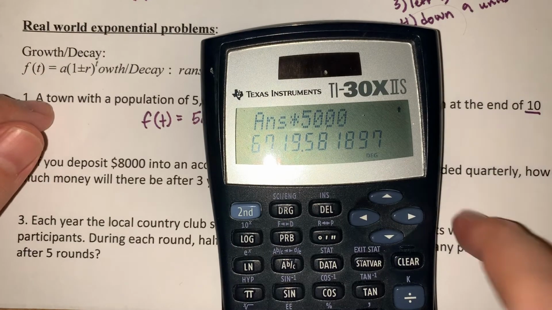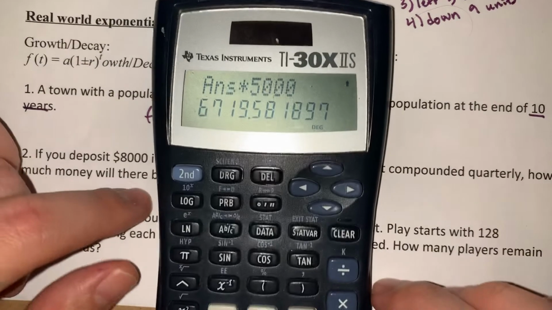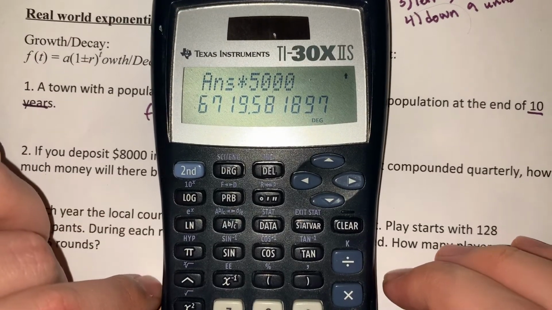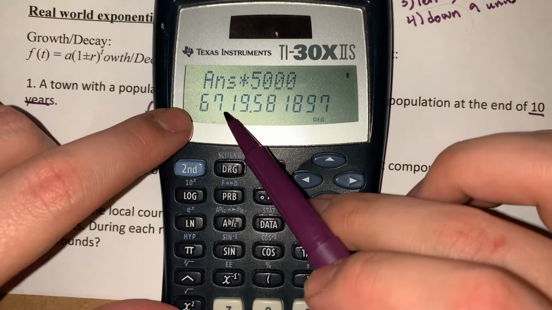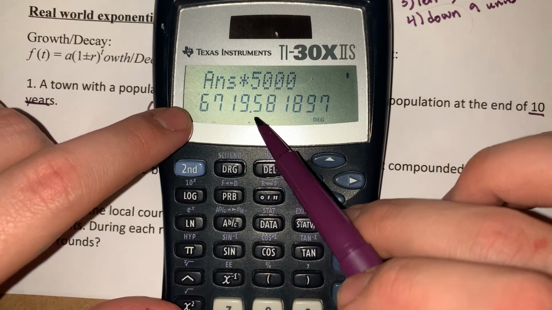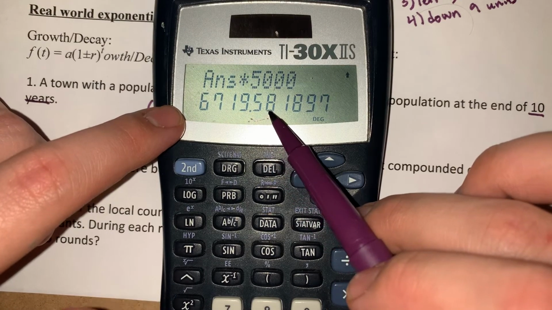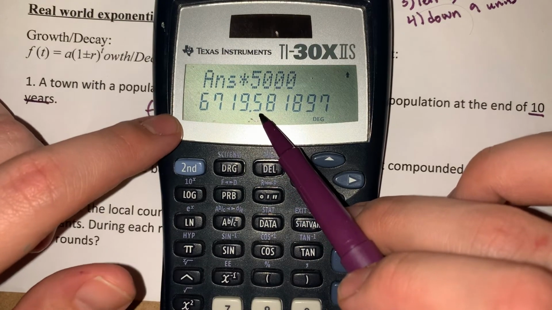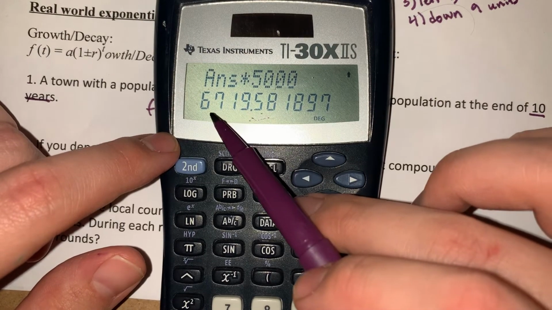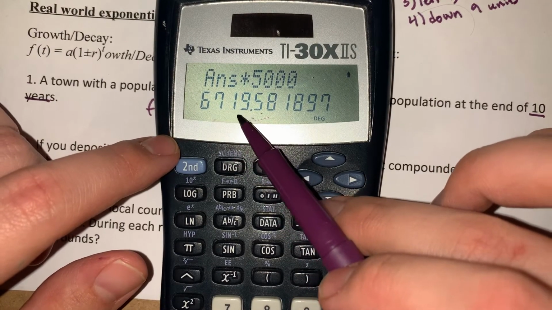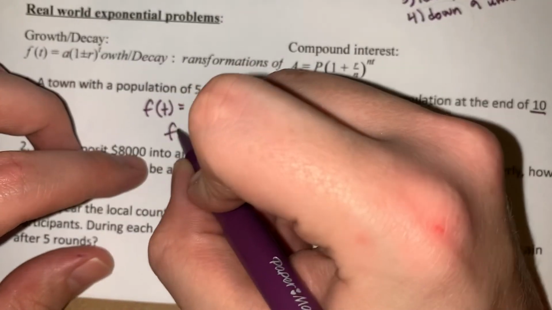But since I'm dealing with, am I dealing with money here? Oh no, population. I'm dealing with people. So I need to just round to the nearest whole person. So here I have 6,719.58 people. So I guess since it's 0.58, this 8 would round that to a 6. The 6 would round that to a 0, which means it would be 6,720. So 6,720 people.